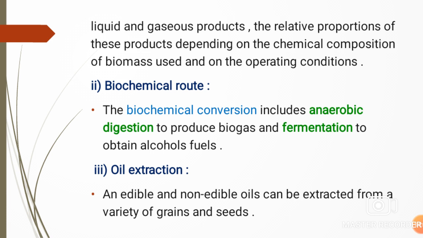That means we can directly extract the oil from a particular raw material, and edible and non-edible oils can be extracted from a variety of grains and seeds such as soybean, groundnuts, and sunflower. These are the seeds used for the extraction of the oil, that is, edible and non-edible oil.